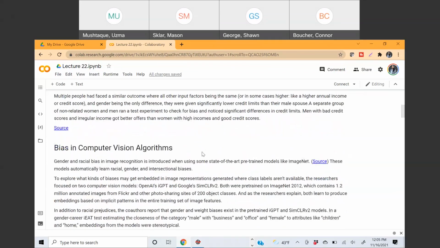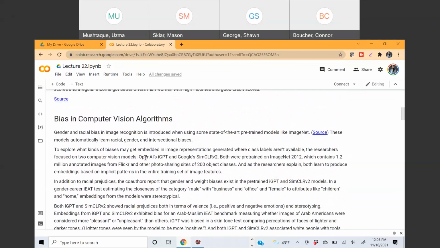There is another very prevalent bias in computer algorithms, specifically vision algorithms. Gender and racial bias in image recognition is something that's very well known, specifically when we think about pre-trained models or transfer learning. You've seen these, and you've used a pre-trained model in one of your assignments.